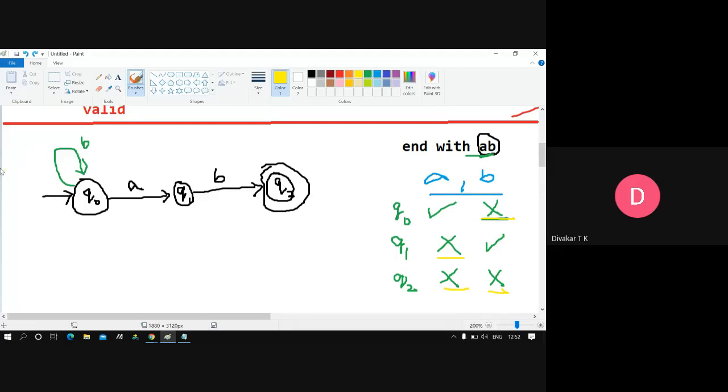Yes, perfect. Okay, now observe that. Now tell me, we are not blind now. Now tell me from Q0 whether A outgoing edge is there. Yes. Whether B outgoing edge is there now. Yes, sir. Now this cross mark has changed to this one.